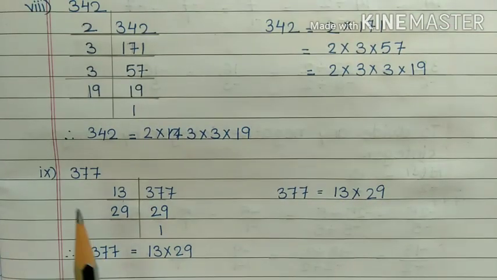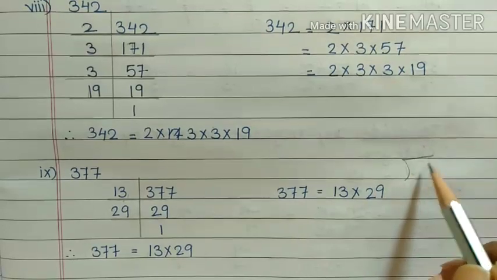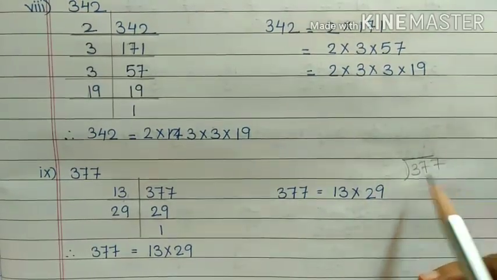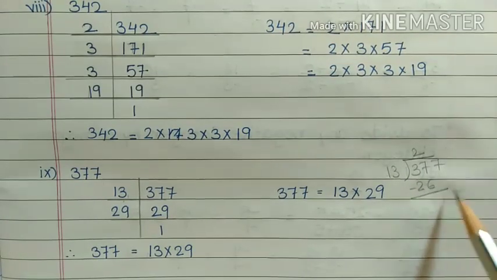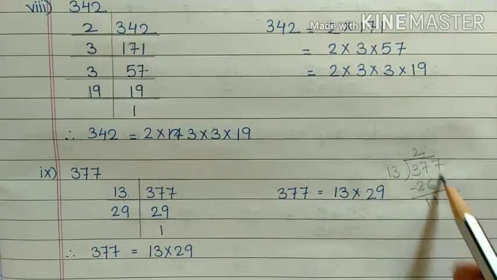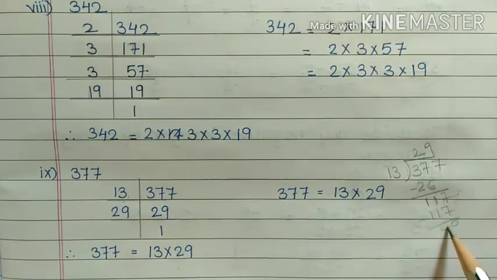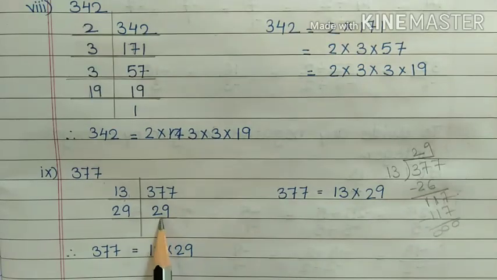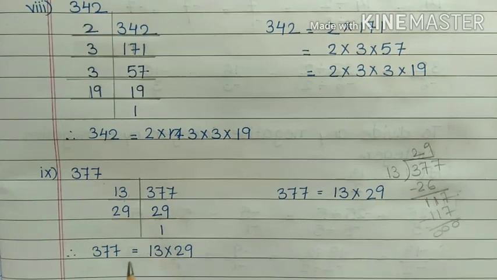Let us do one more example. 377. It is completely divisible by 13. So you can do it aside also. 377 divided by 13. 13 2s are 26. Remainder is 11. Bring down 7. 13 9s are 117. What is the quotient? 29 here. 29 is a prime number. So 29 1s are 29. 1. So what is the prime factorization? 13 multiplied by 29. Clear?